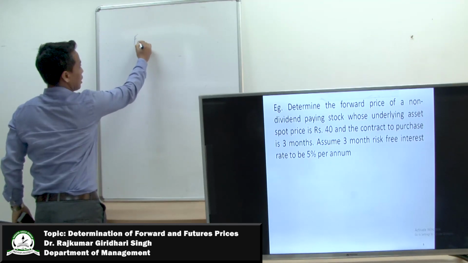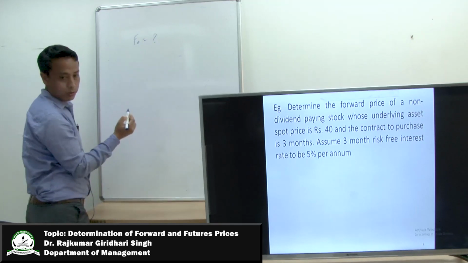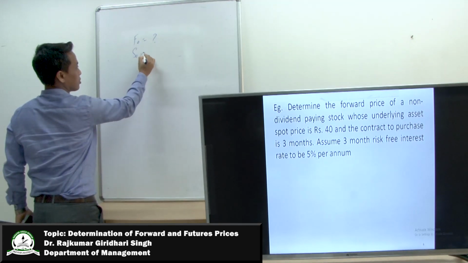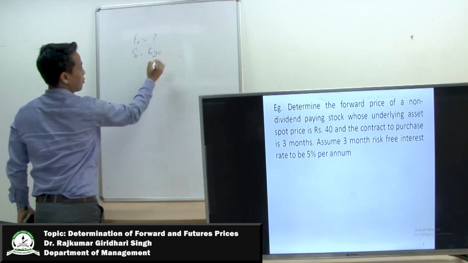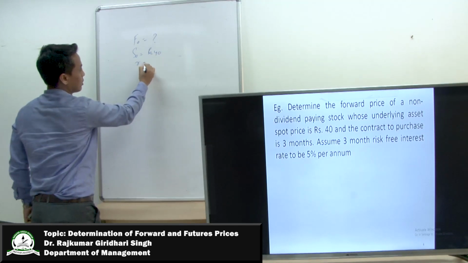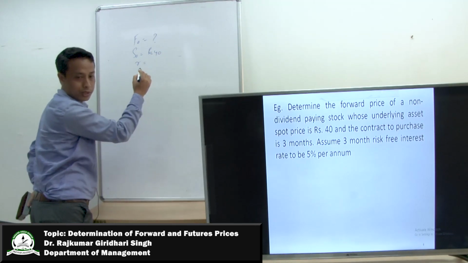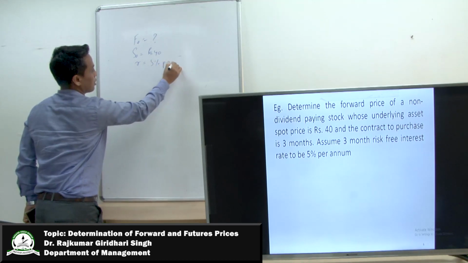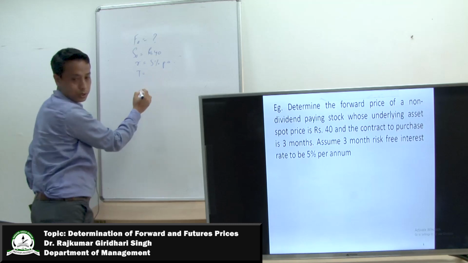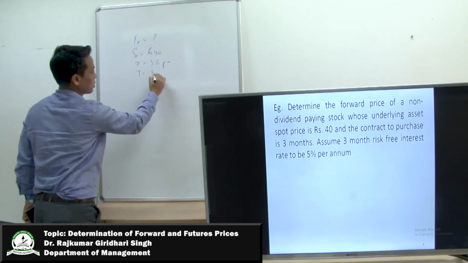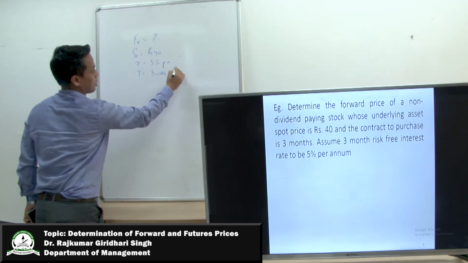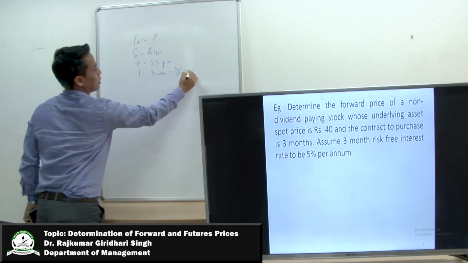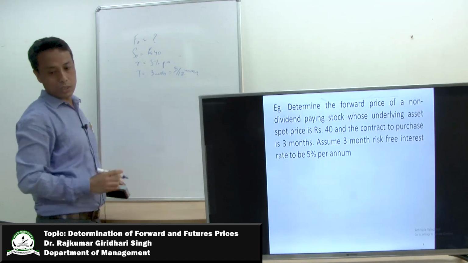So we have to find out the forward price. Given the spot price S0 is equal to rupees 40, the risk-free rate of interest is 5% per annum, and the time is 3 months. Three months we express as 3 by 12. So with this we are going to work out.